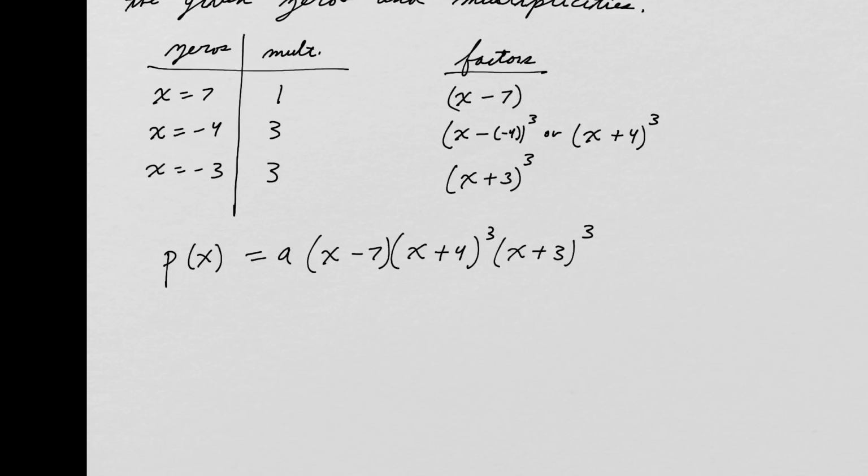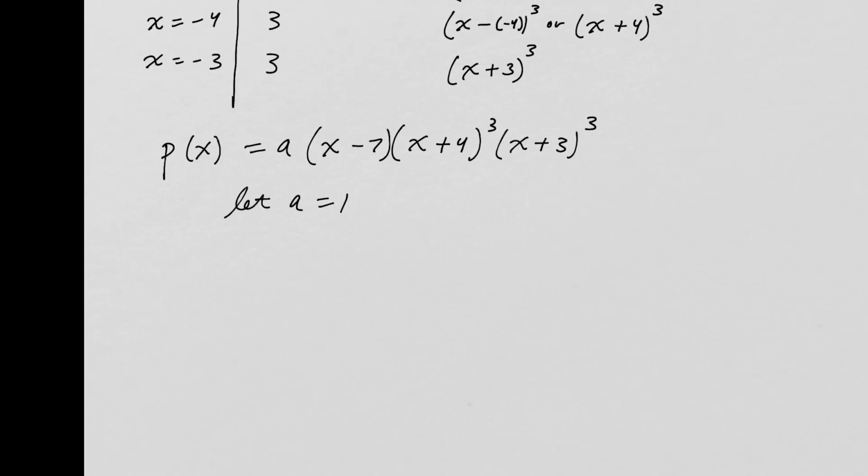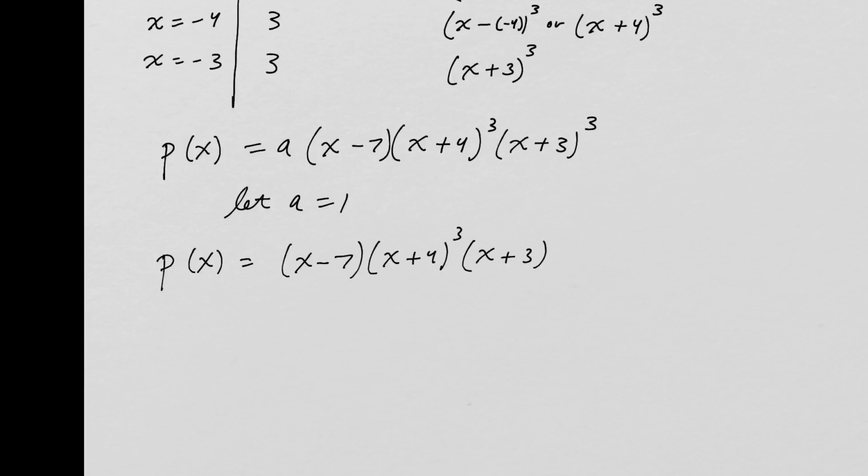And because it didn't give us any more information, in fact, usually in this question in MyOpenMath, it'll say there are many answers, then it doesn't matter what we make a. A can be any constant, except 0. It wouldn't make sense to make a 0, but a can be anything else. So for convenience, whenever you get a problem like this and we don't have to figure out a, just let a equal 1. Then you can say that the equation must have been just x minus 7 times x plus 4 cubed times x plus 3 cubed. And that will be the correct answer.